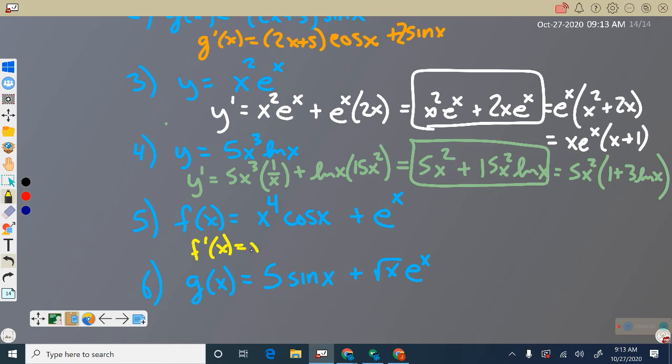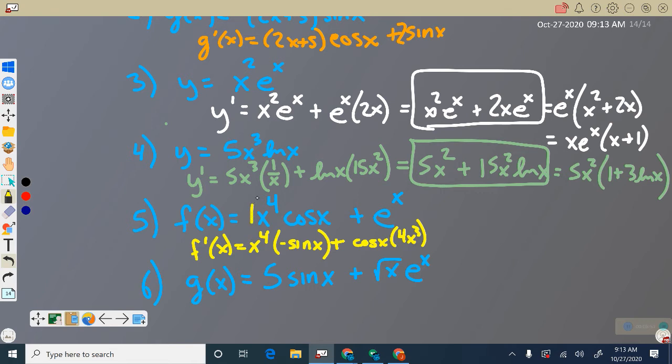That is a product. So the first times the derivative of the second. Notice I put that parenthesis right there. If I hadn't done that, you know what that would look like? It would look like 4x, or x to the 4th minus sine of x. Well, we don't want that. It's first times derivative of the second. So be careful on that. Plus the second times the derivative of the first.